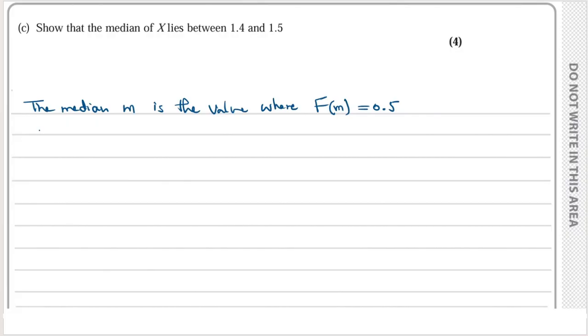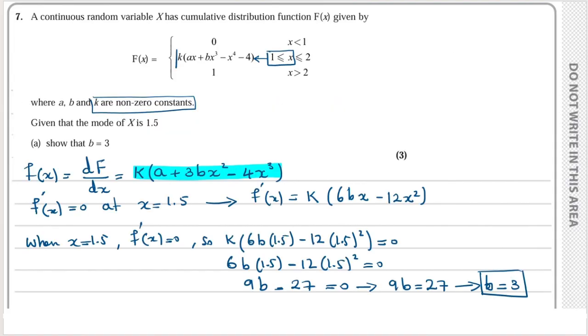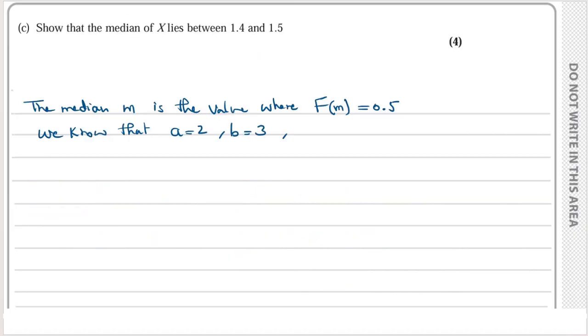We know that a is 2 from part B, b equals 3 from part A, and also from the expression for F of x, we know that F of 2 is 1. So we're going to use these facts in order to find the value of k.